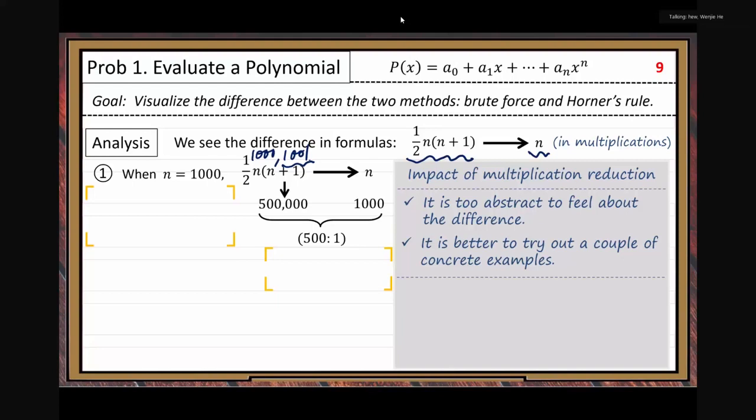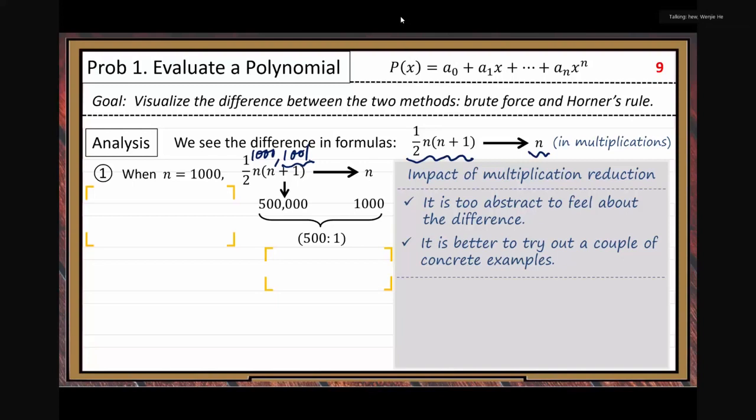The percentage, okay? 0.2%. The time you use is 0.2%, less than 1%. 0.2%. How good is that, right? But that's for degree n equals 1,000.